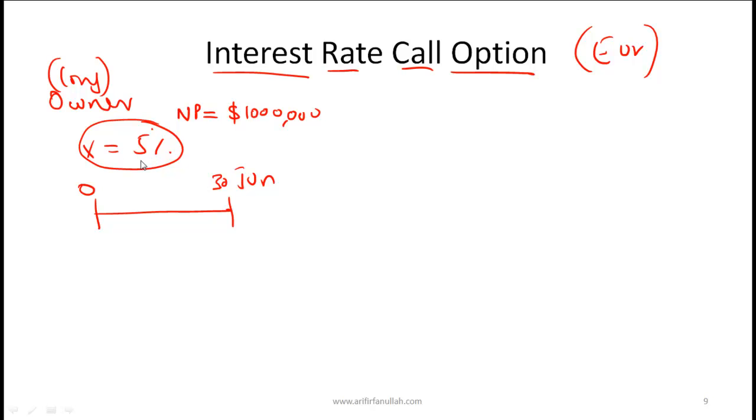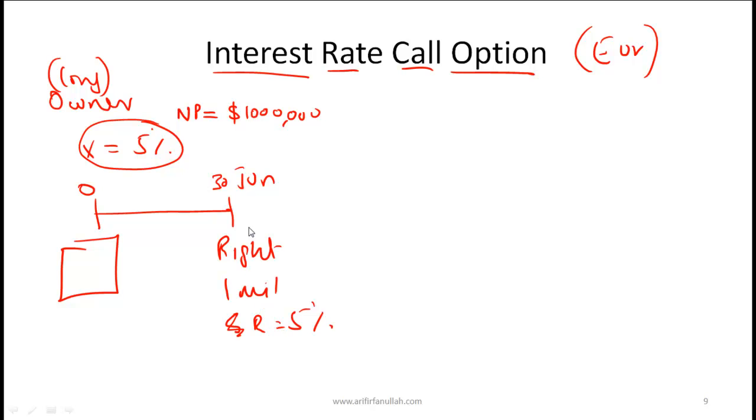Now what is this saying? What this is saying is that the long party, or the owner of the option, let's say we get into this option contract on day 0 over here. So by getting into this contract, the owner of the option, or the long party, has the right but not the obligation to borrow $1 million at a rate of 5%. So that is the exercise price. The exercise price here represents the rate at which the owner of the option, or the long party, can borrow.